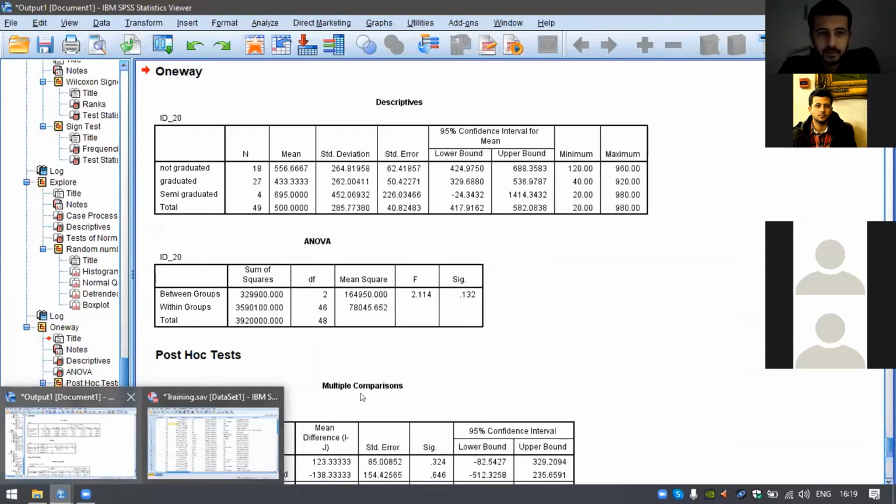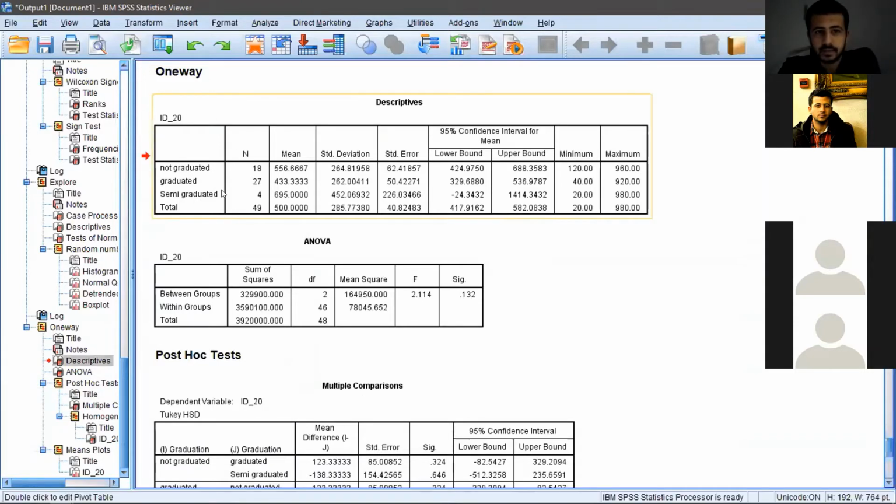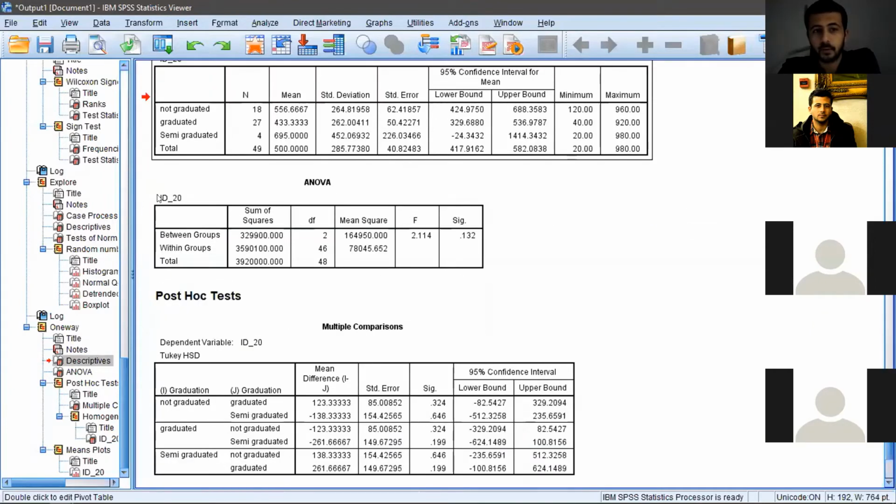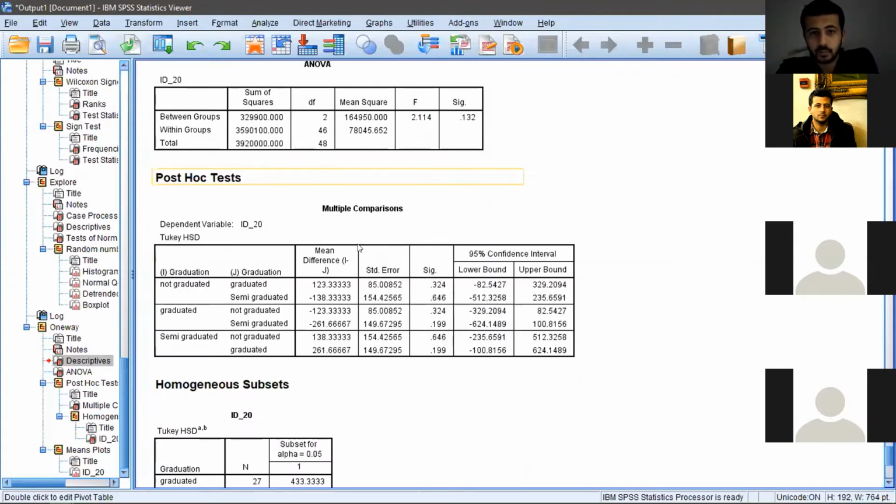So in here, what do we have? Descriptives, a group, another group, a third group, means, standard deviation, standard error, and so on. The ANOVA table: between groups, within groups. And what we need is the significance. It's not significant, and when we go here, we see the comparison between each two of these groups. So we have 6 comparisons.